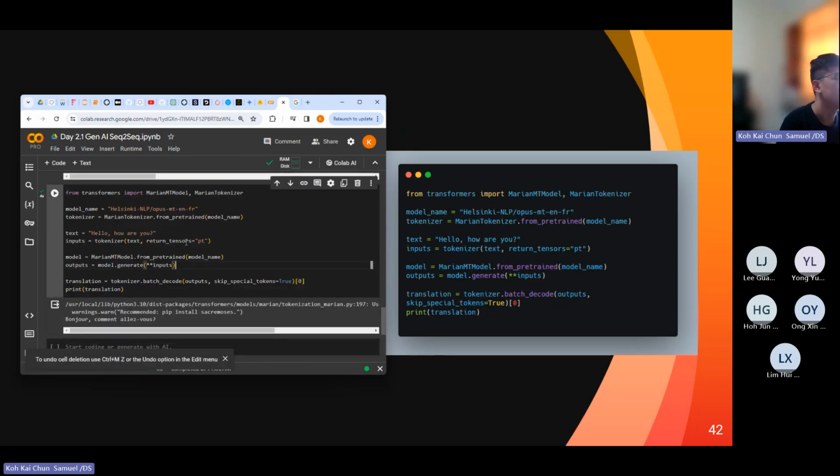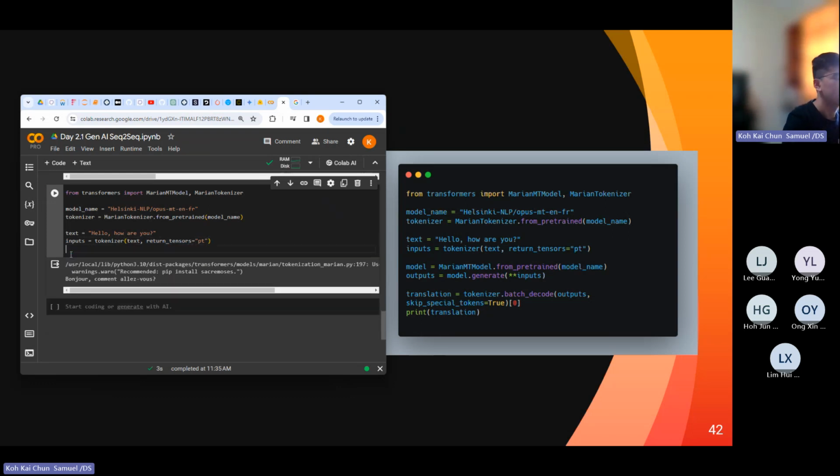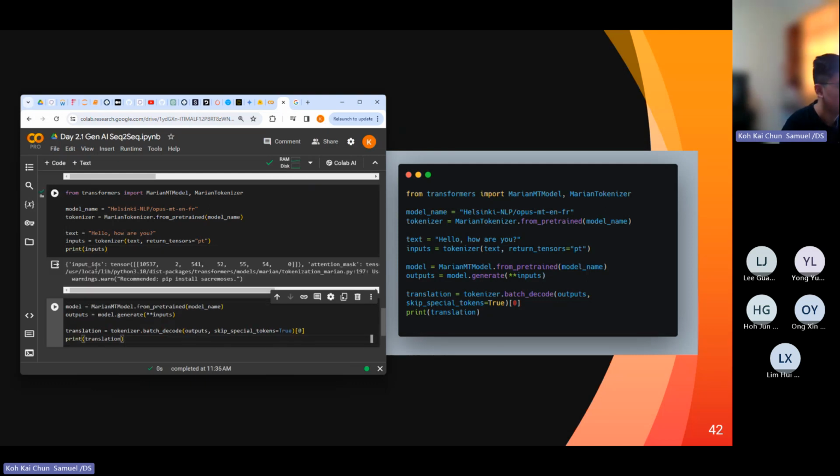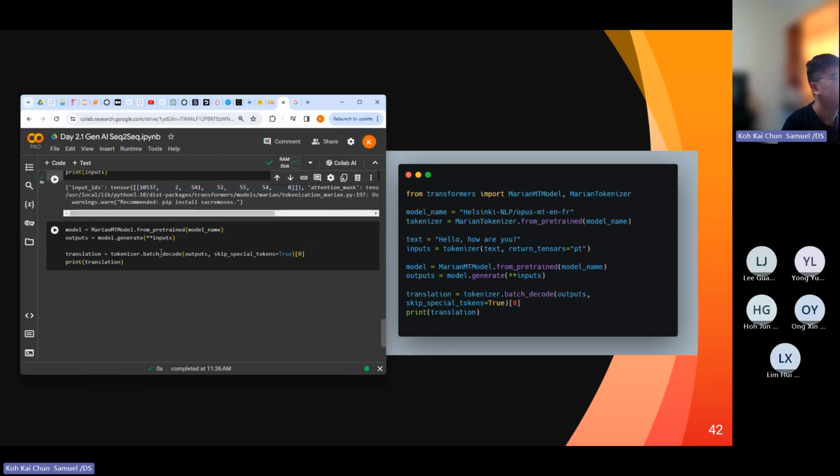So the error that we faced just now was just return tensors, again, plural. And now if you want to print out the inputs, we'll just put it here. Sure, you have these numbers being printed out, and the model, the Marian MT model, prints outputs. Sure, you'll be able to print the outputs.